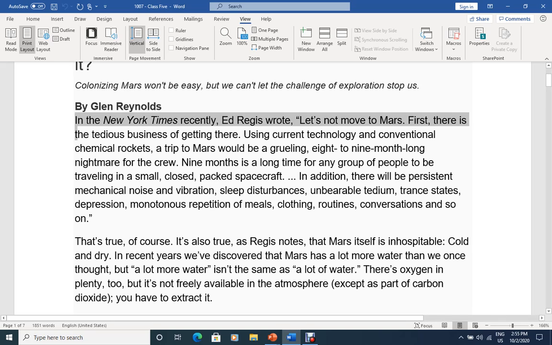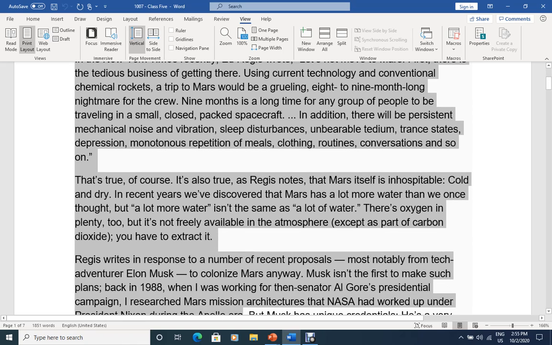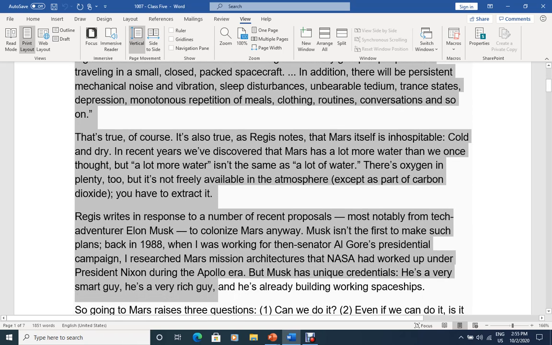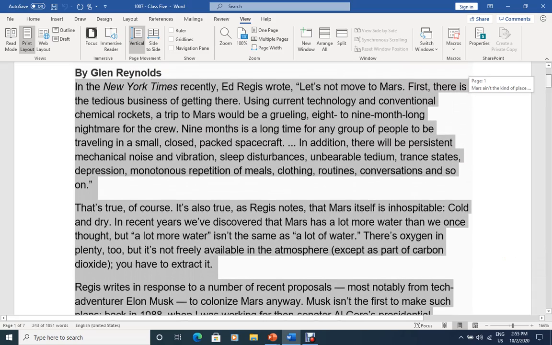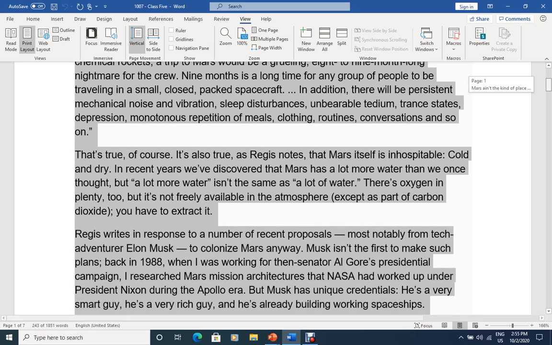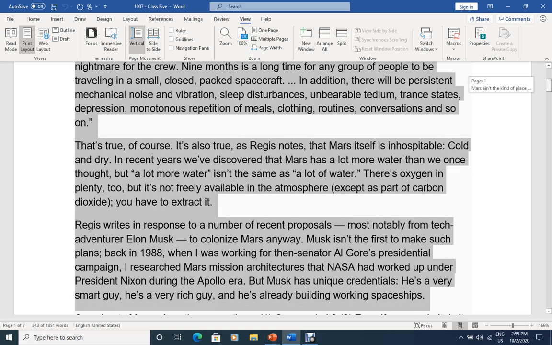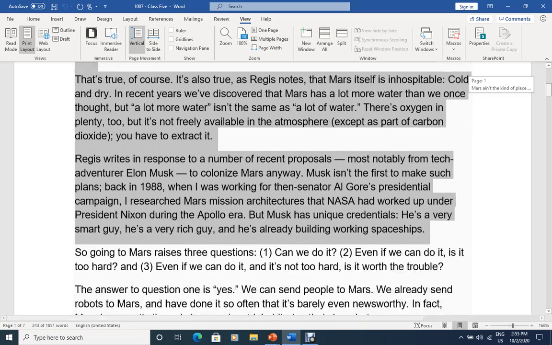So if we take a look here and we say, okay, how much of this is Glenn Reynolds talking about this other writer, Ed Regis? It looks like we've got pretty much three paragraphs, right? So that's a big chunk. This introduction is the first three paragraphs, and in all of this, what he's doing is summarizing Ed Regis so that he will be able to show why Ed Regis is wrong. So that's the first thing he does, and we can start to see the structure.